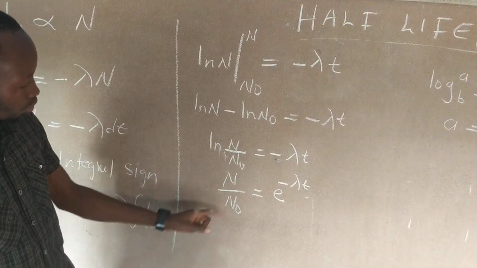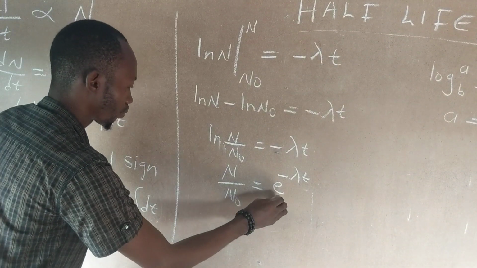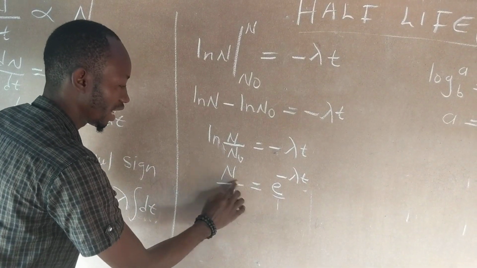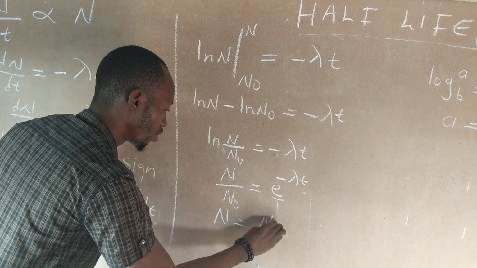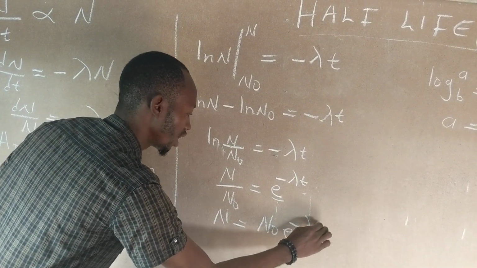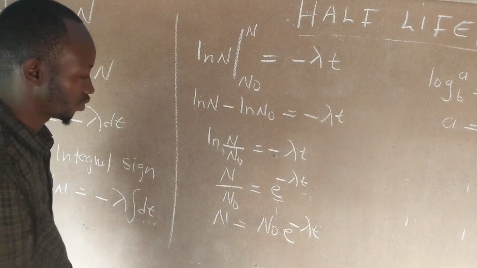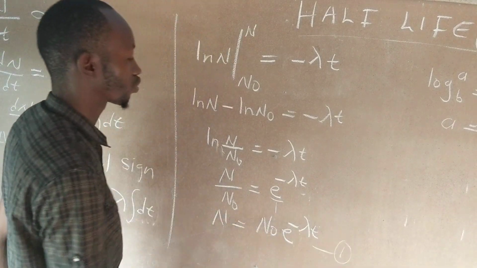You see? So if we make n the subject, we'll cross multiply, because this can be over 1. N times 1 is going to give us n, and it's going to be N0 e raised to power minus lambda t. So this is how we have it here. This is one of the equations we have to consider.